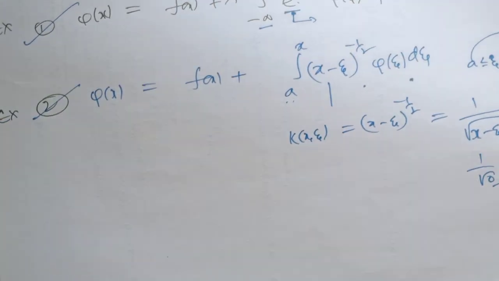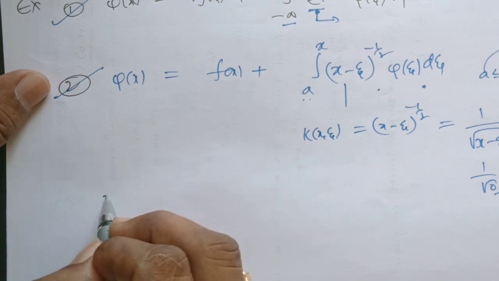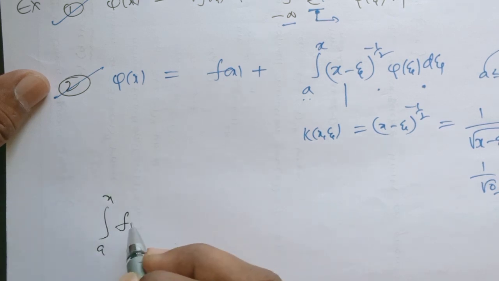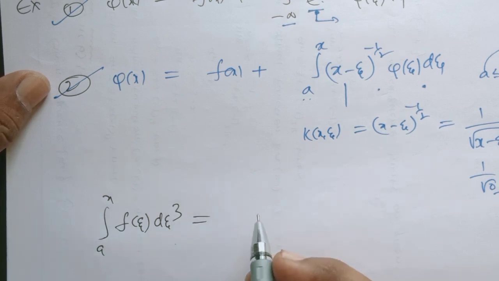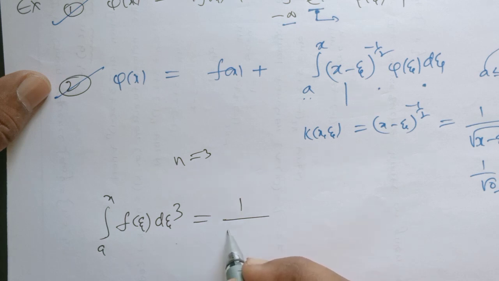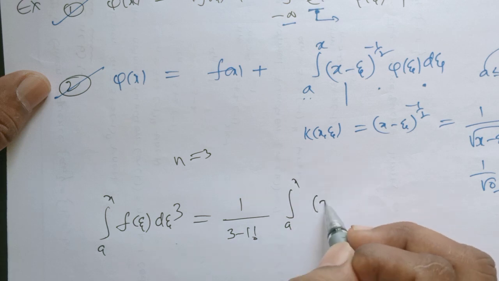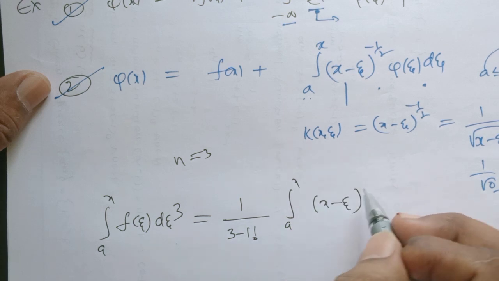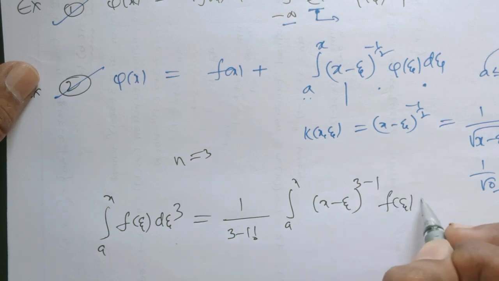For example, I am taking integral a to x f of xi dxi cube. Then here n is equal to 3. According to our formula, 1 by n minus 1 factorial, that is 3 minus 1 factorial, integral a to x, x minus xi whole power n minus 1, that is 3 minus 1, into f of xi dxi.